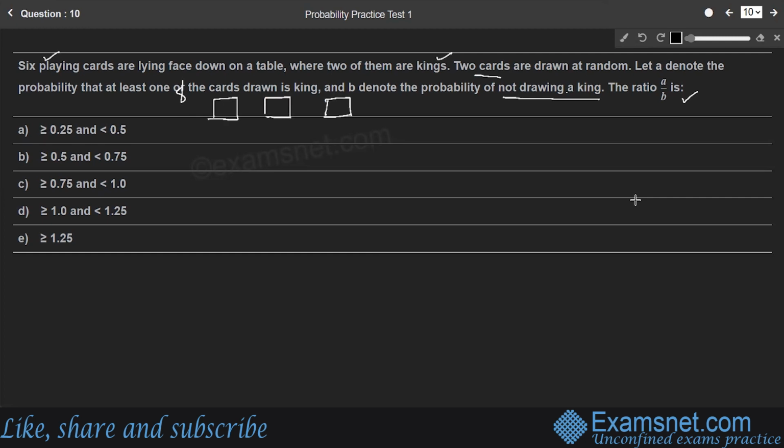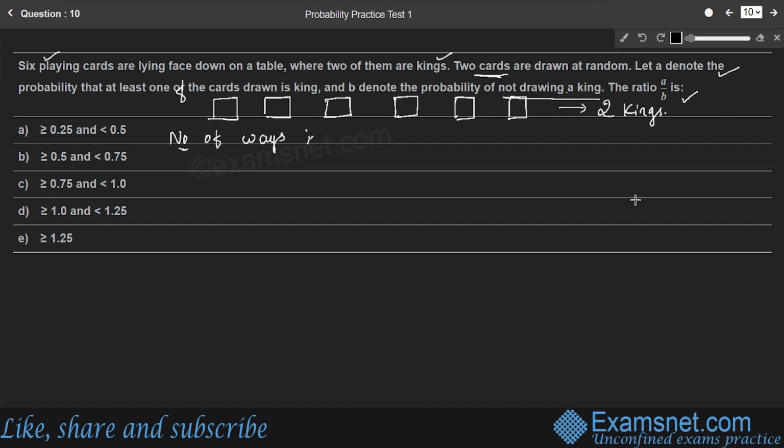We'll consider 1, 2, 3, 4, 5, 6 cards for better understanding, where 2 of them are kings. When 2 cards are drawn at random, we want the probability that at least one of the cards drawn is king. Before going to the probability, we'll consider in how many ways two cards can be drawn at random out of 6 cards, and in how many ways at least one of the cards drawn is king. So we'll go step by step.